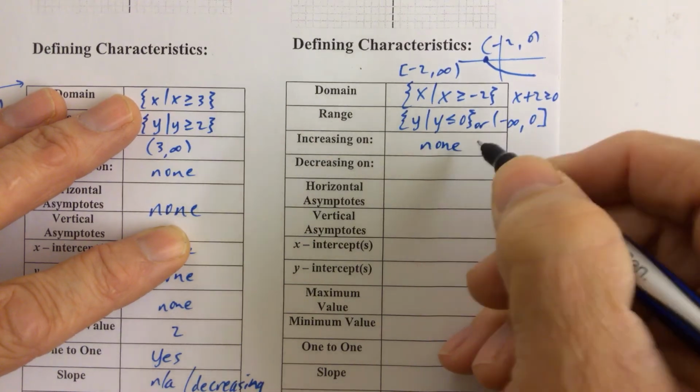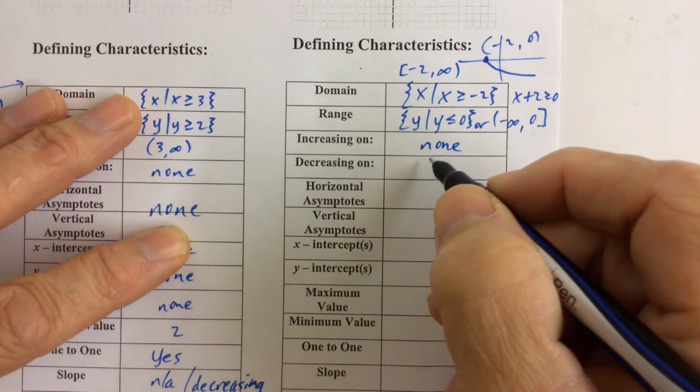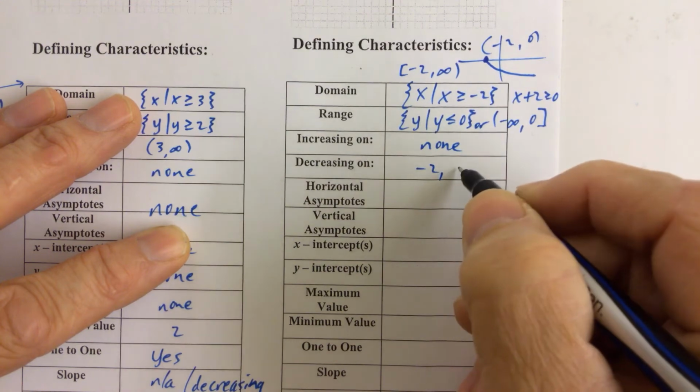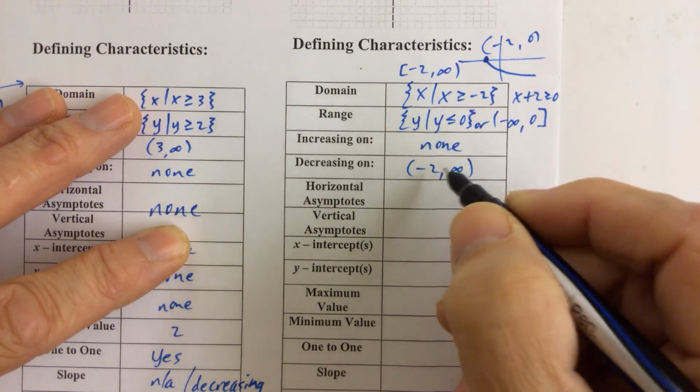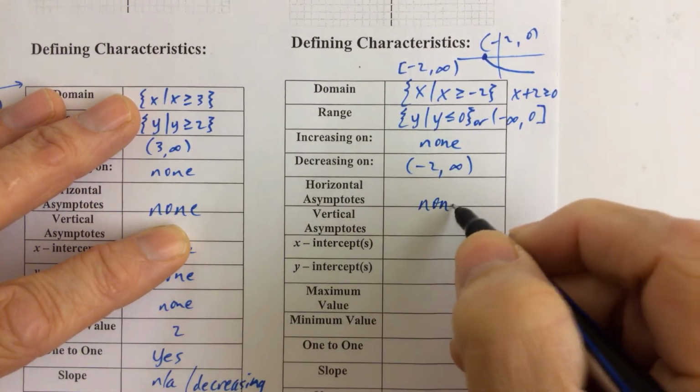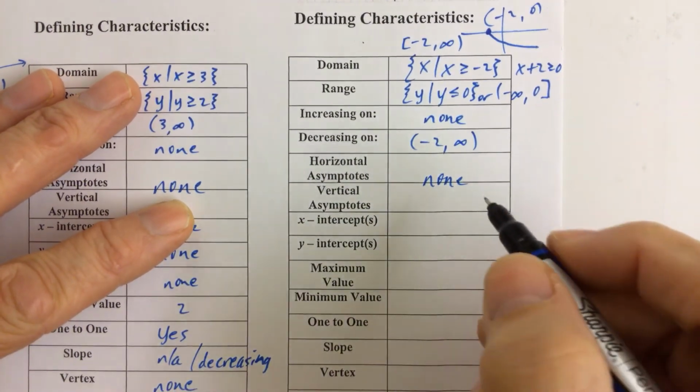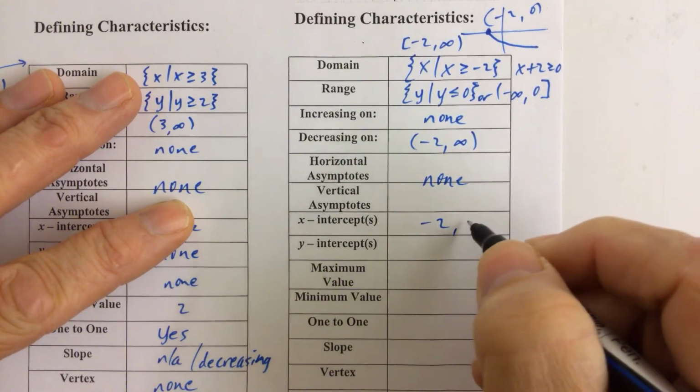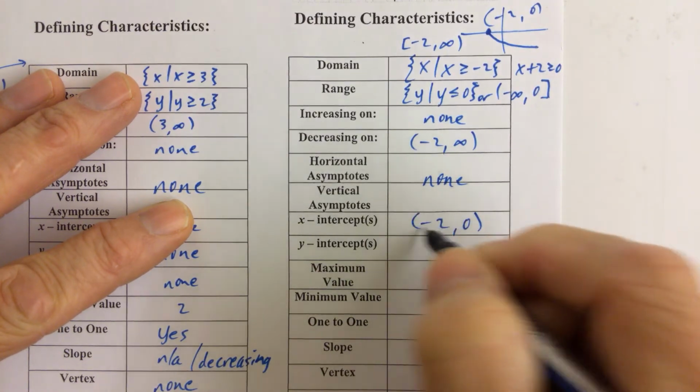Increasing, never. Decreasing for all real numbers that are in the domain. So from negative 2 all the way to infinity, whether you put a bracket or parentheses around that doesn't matter. No asymptotes for this function. The x-intercept, we can clearly see that it hits the x-axis at negative 2, 0.